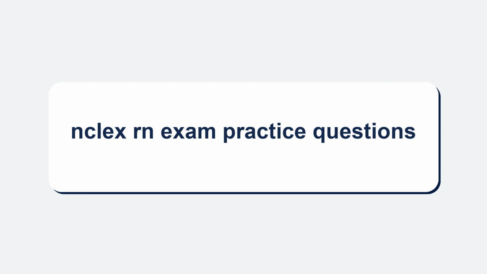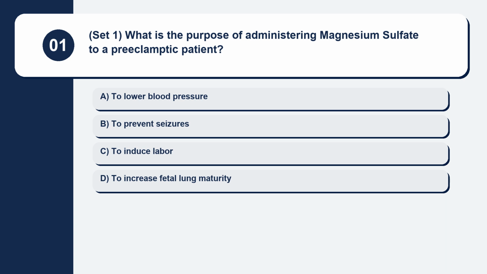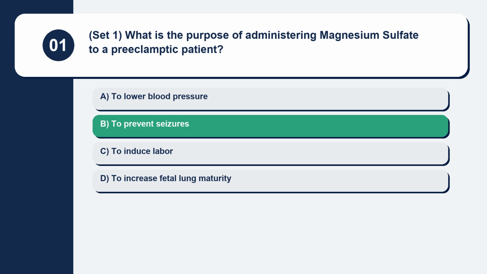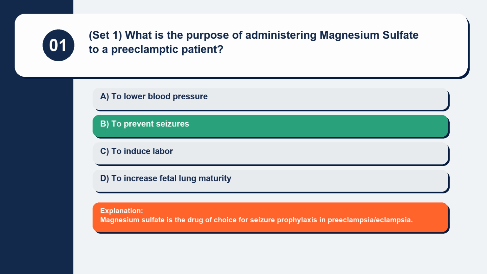NCLEX RN exam practice questions. Question 1, Set 1. What is the purpose of administering magnesium sulfate to a preeclamptic patient? To lower blood pressure, to prevent seizures, to induce labor, to increase fetal lung maturity. Magnesium sulfate is the drug of choice for seizure prophylaxis in preeclampsia/eclampsia.